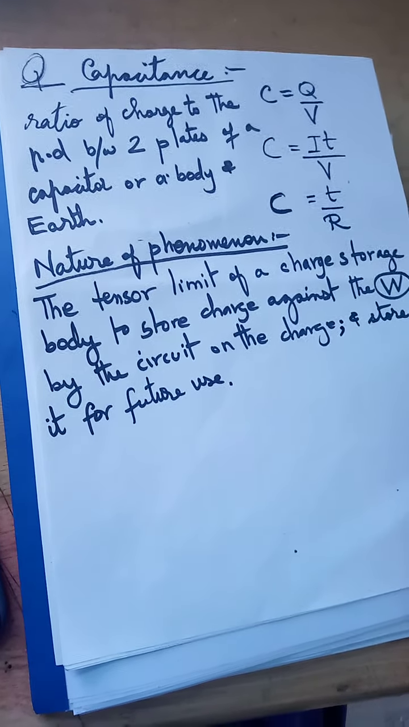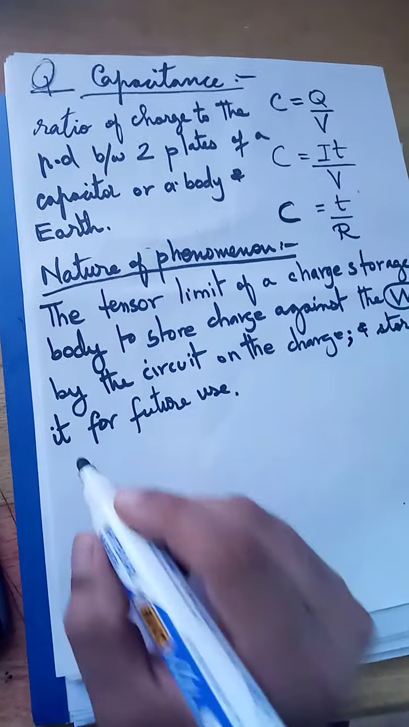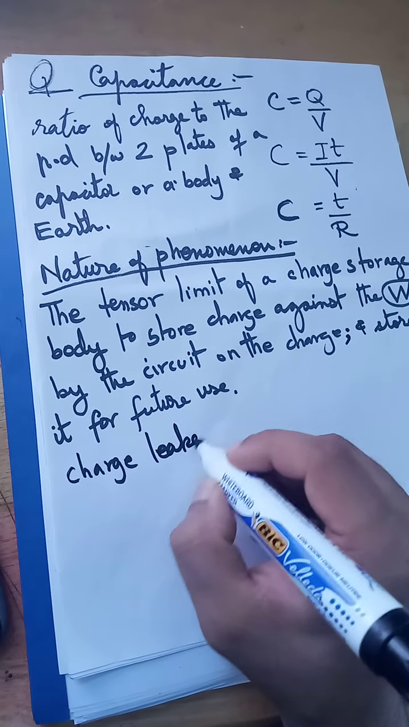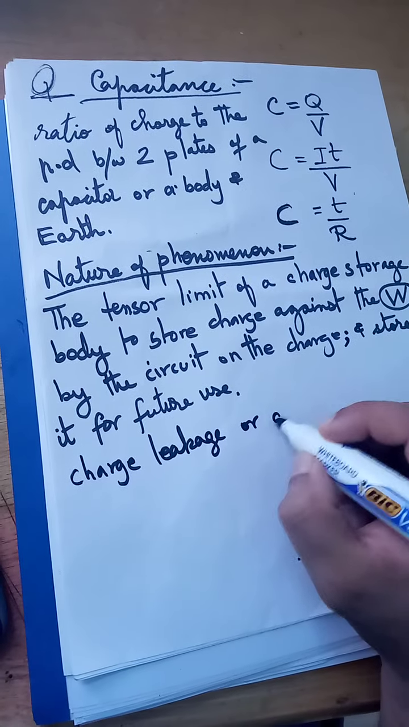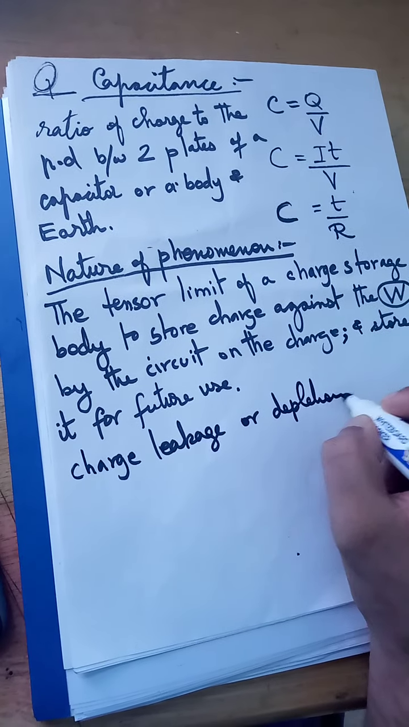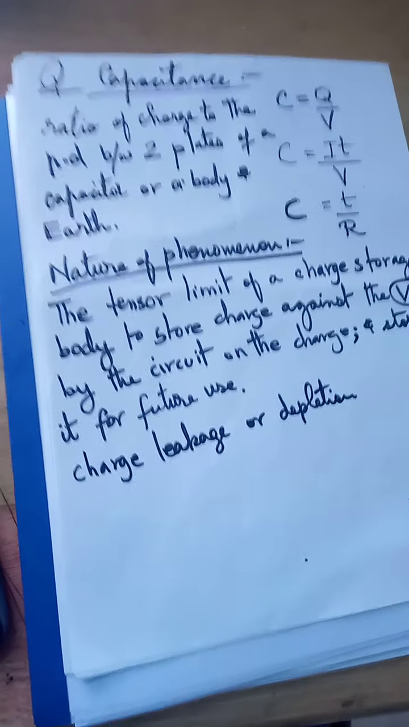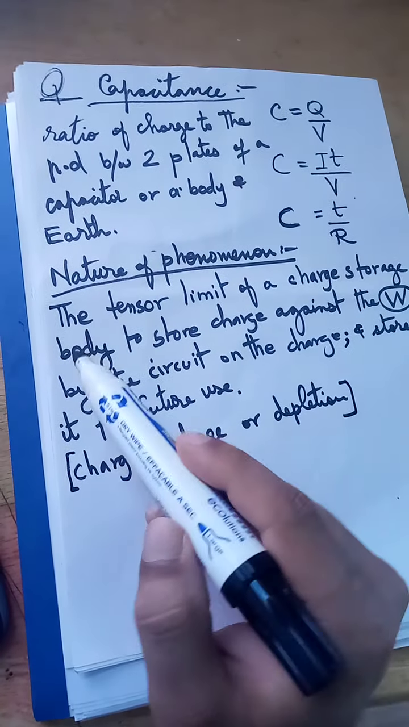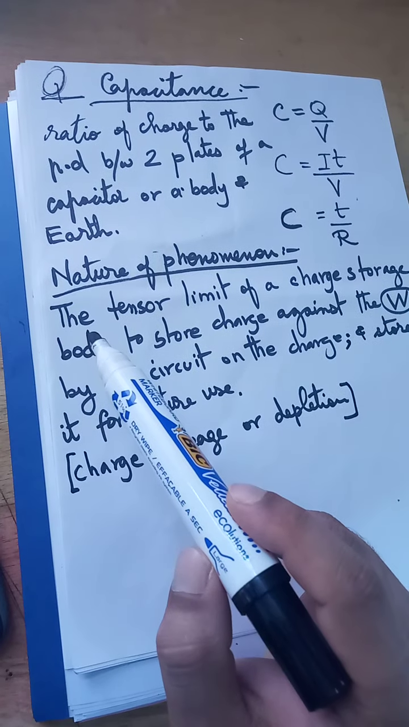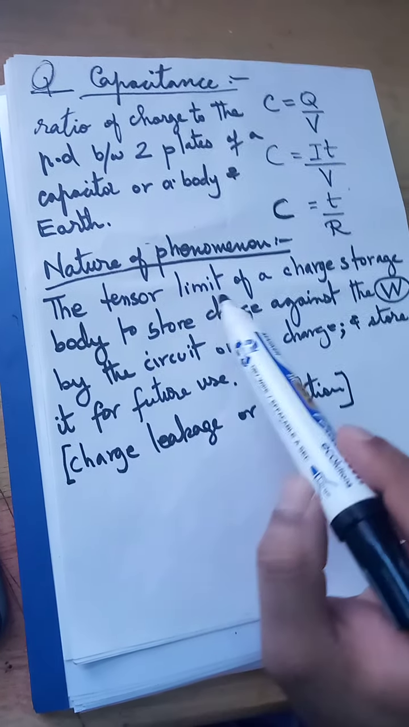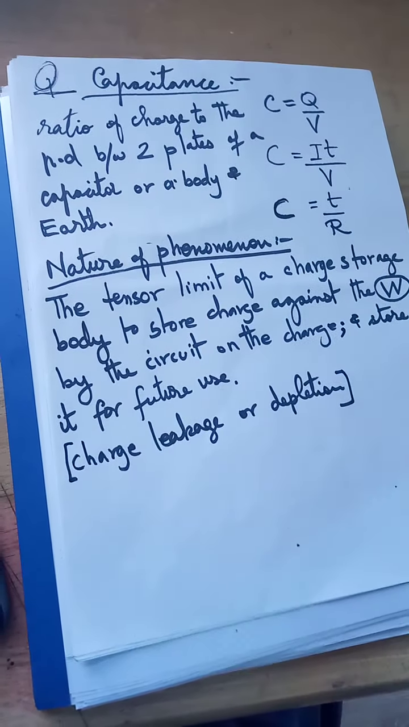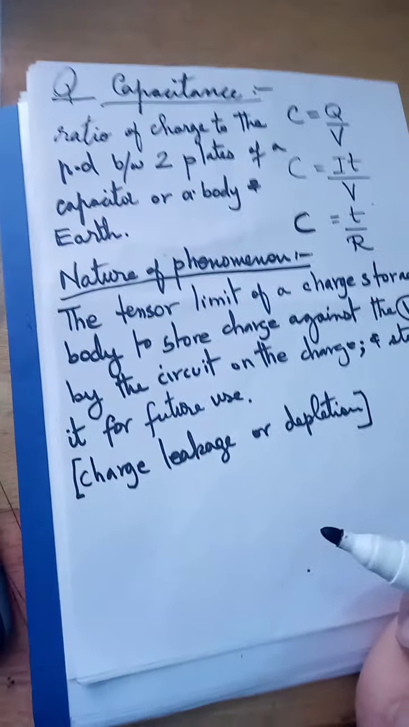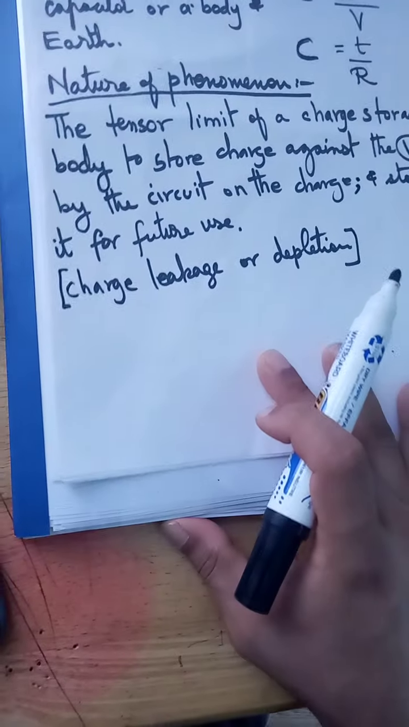Capacitors will leak charge. Charge leakage or depletion is the same as magnetic heating or eddy currents or internal resistance. So that's not in question right now, but the actual phenomenological definition is the tensor limit of a charge storage body to store charge against the work done by the circuit on the charge and store it for future use. So that's my understanding of capacitance.